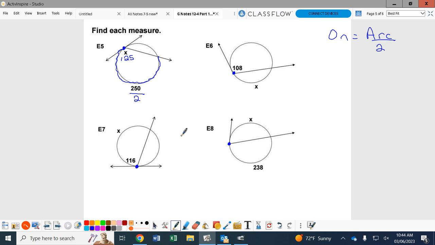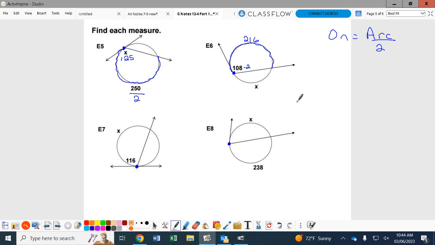For example 6, now this is a little different, guys. You've got the angle and you can only go to this arc from that angle. So if we take that 108, what do we do to the angle to go from the angle to the arc, to go backwards? Multiply by 2. What is 108 times 2? 216? Okay, 216.